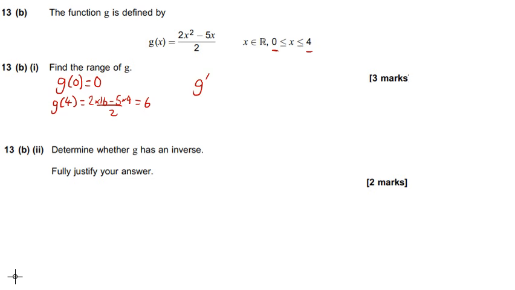And let's just work out the derivative. So I'm going to use prime notation here. So g prime, the derivative of this: 2x squared becomes 4x over 2, so that's 2x. And then minus 5 over 2x differentiates to minus 5 over 2. So that's going to have a turning point when the derivative is 0. So that gives x is equal to 5 over 4.